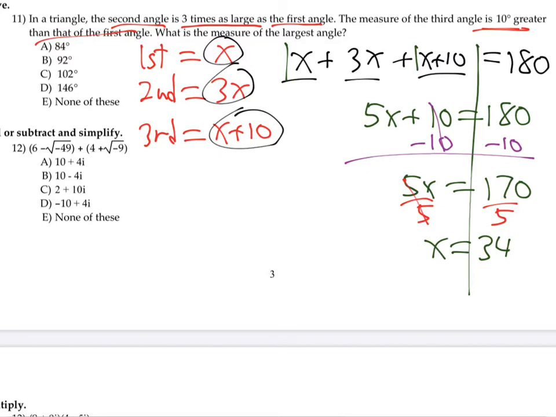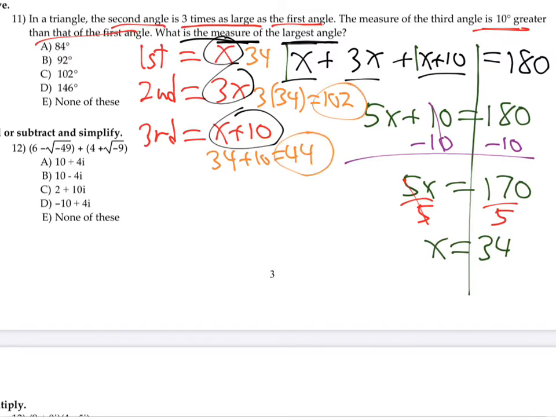Now careful again. x is the key. We can unlock any door now, but let's pay close attention to what door they want. What door do they want? Largest angle. What's the largest one? Largest one would be 3x. So, let's go back. x is 34. 3 times x is 102. And this is x plus 10, 34 plus 10, that's 44. So the angles are 44, 102, and 34. So what's the largest? 102. There we go.